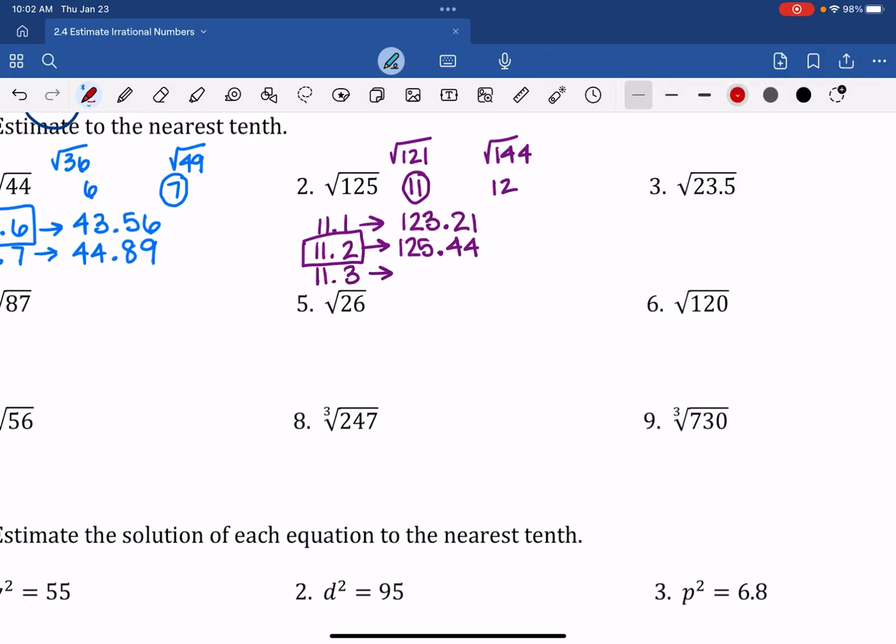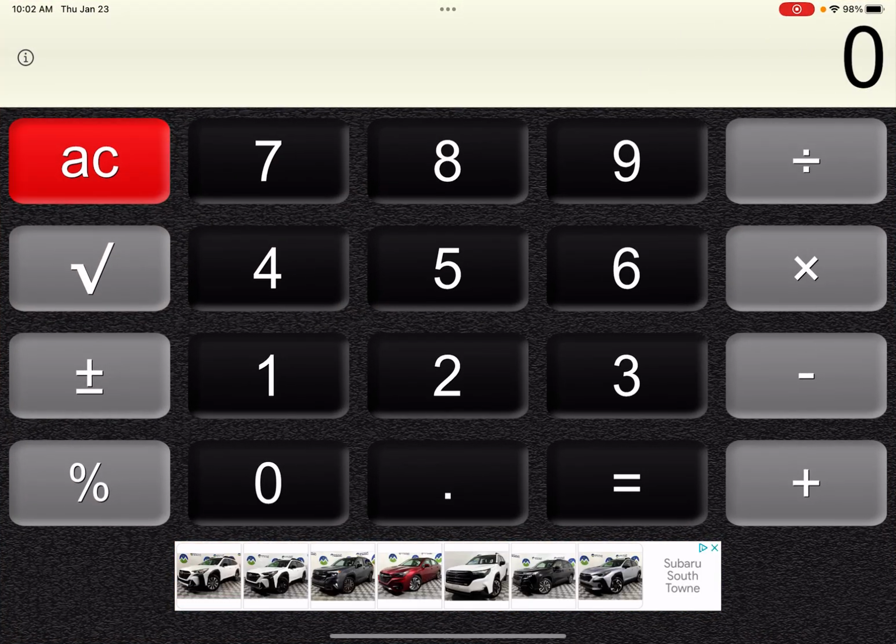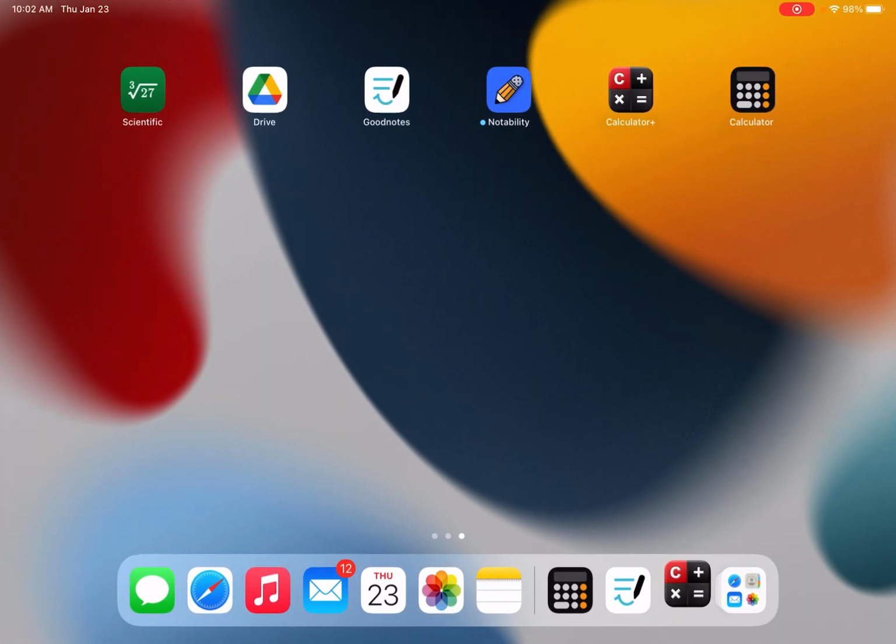So 23.5 is in between the square root of 16 and the square root of 25, which means the decimal will be between 4 and 5, but it's closer to 5 because 23.5 is closer to 25. So I'm going to try, let's do 4.7, 4.8, and maybe we'll need to try 4.9 just to see. So I'm going to pull up the calculator and do 4.7 times 4.7, and that's 22.09.